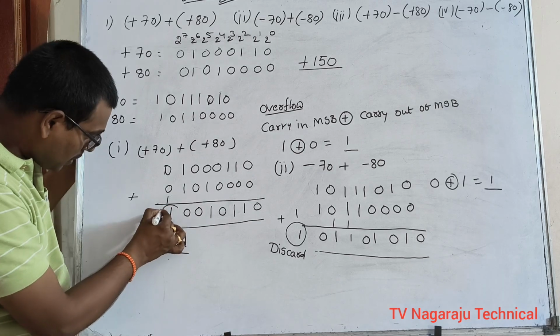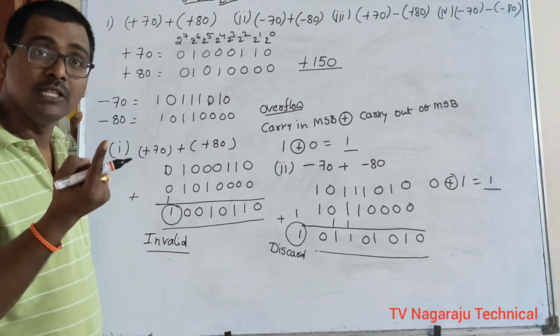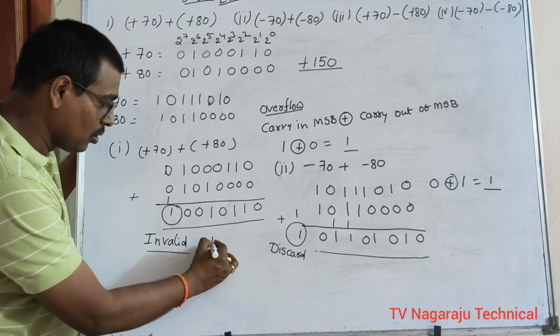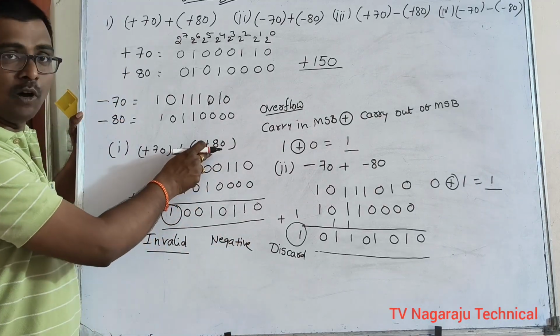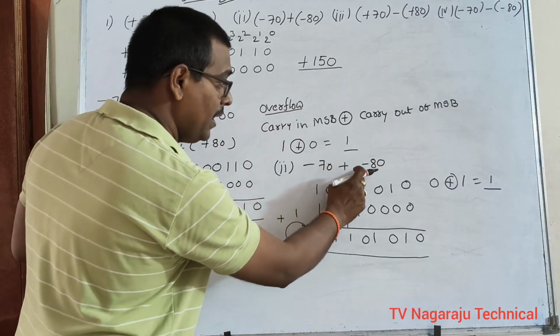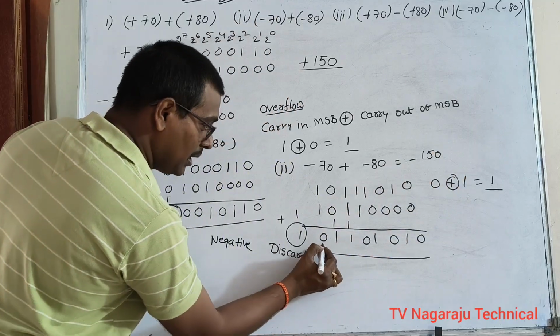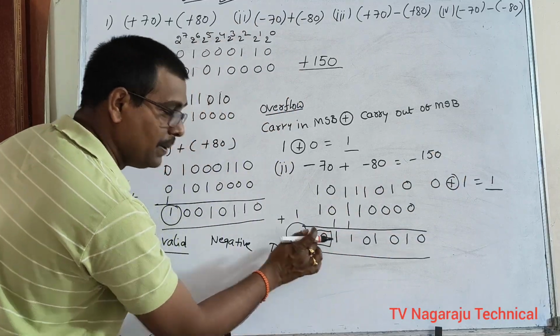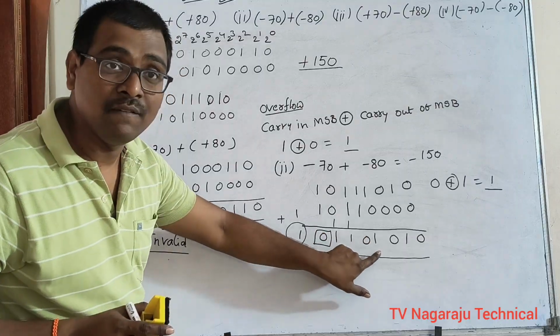But if you observe the MSB bit, MSB is equal to 1. What does it mean? If MSB is equal to 1, that is a negative result. But we need positive. So it is invalid. Similarly, by doing the operation, we are getting a negative value. But if you observe the MSB bit is 0, that is positive. That is, we are getting invalid.